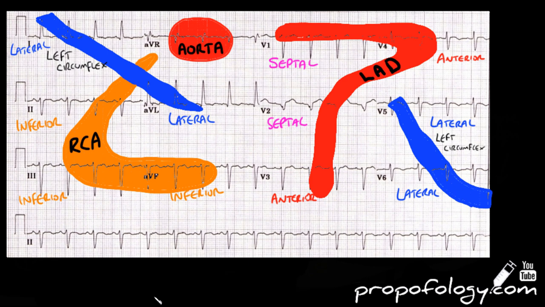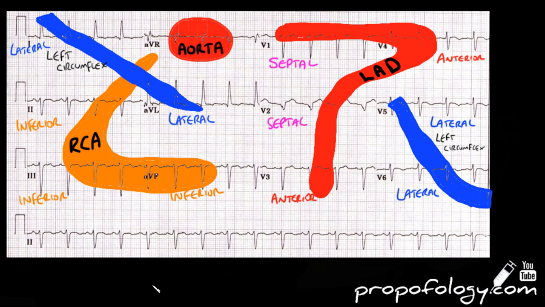You will get a large anterior MI that is most likely seen in V2 to V6. A left anterior descending, which branches off the left main stem, will give you an anteroseptal infarct, and that will be best seen in V2 to V4. The left circumflex would give you an anterolateral infarct, and it would be best seen in leads 1, AVL, and V4 to 6. If you had a right coronary artery infarction, this would give you an inferior MI, and this would be seen best in leads 2, 3, and AVF, because AVF looks inferiorly.